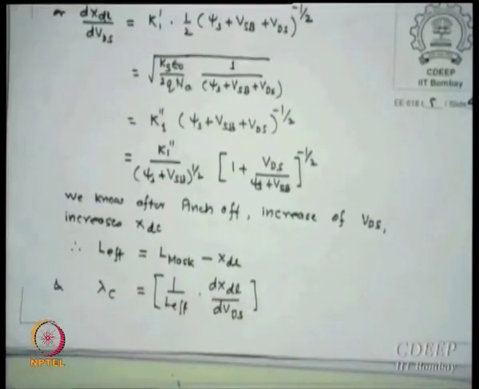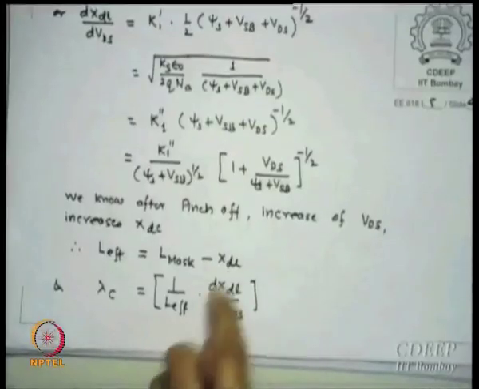L mask, please remember, when I design a chip, I have to give some dimensions for transistors. So the source to drain distance, we call it channel length. That is on a mask which prints. However, in real life, because of depletion, the effective channel length is not the same as what I thought as channel length. Okay. Now this is a function of 1 upon L effective.